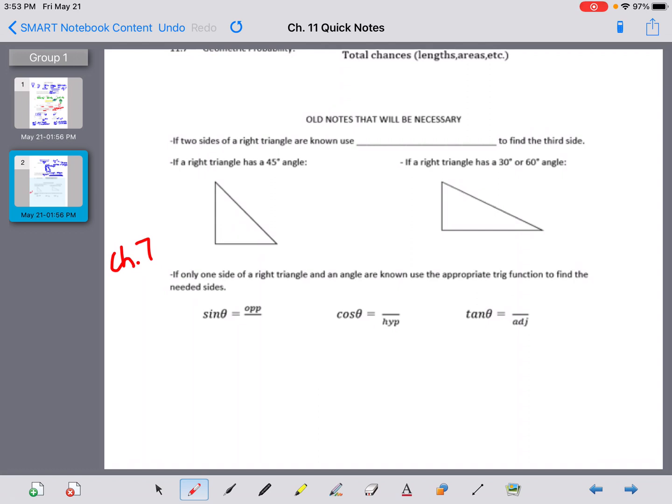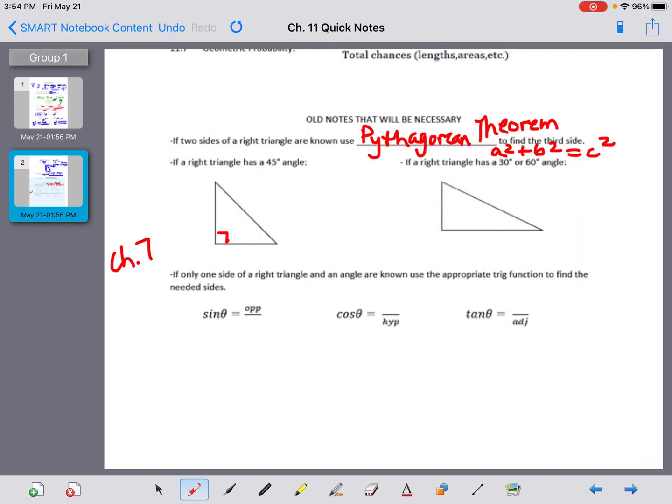If two sides of a right triangle are known, you can use Pythagorean Theorem to find the third side. Pythagorean, it's an N, not an M. This is why I teach math and not English. Pythagorean Theorem. Okay, or remember that's a squared plus b squared equals c squared. So if you're missing one side and you know the other two, you can use Pythagorean Theorem.